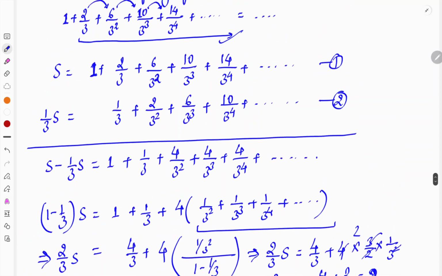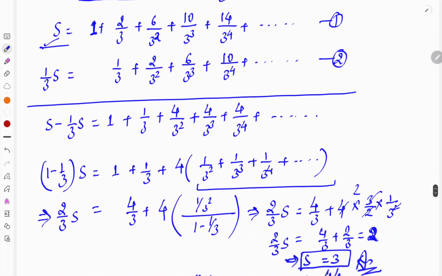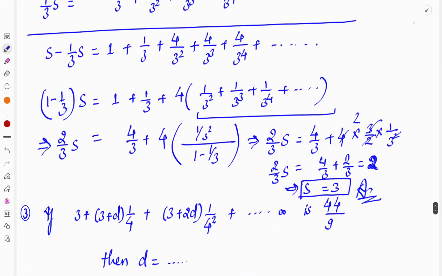Again, I am telling you the procedure is very simple. You need to multiply by the common ratio and shift the terms. Now, when you write the terms after multiplying by 1 by 3, you need to consider the first one as S, to find the sum of the terms. Okay, hope it is very clear. We'll go for the next problem.